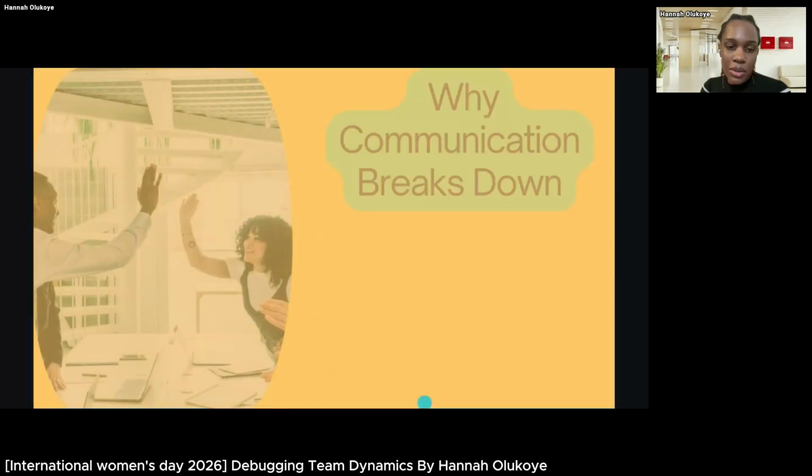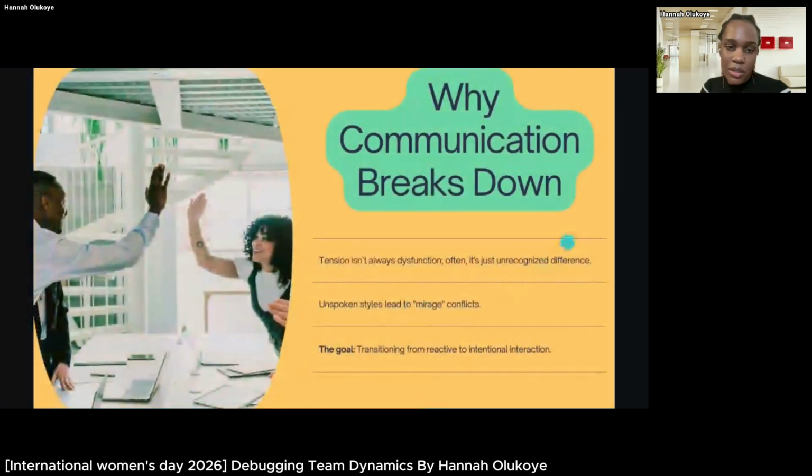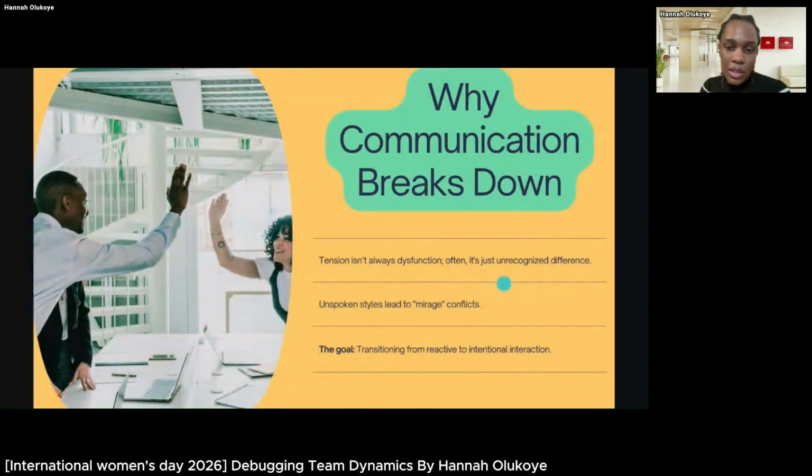So generally, why communication breaks down in the workplace is there's always an unrecognized difference between two people, for example, or a group of people, and then there's always a spoken style of communication that will lead to conflict. But the goal of it all is how do we transition from this kind of reactive interaction to being intentional with each other in the workplace. So I'll walk you through some simple steps that worked for us in our team.